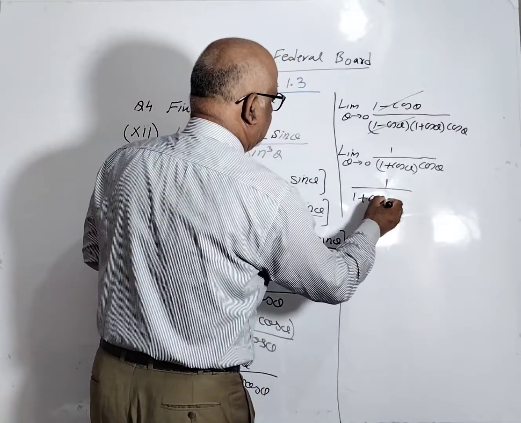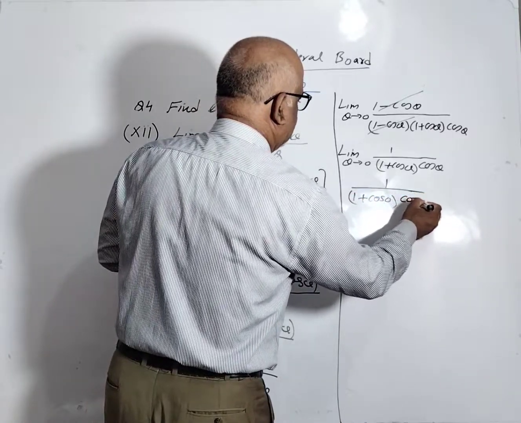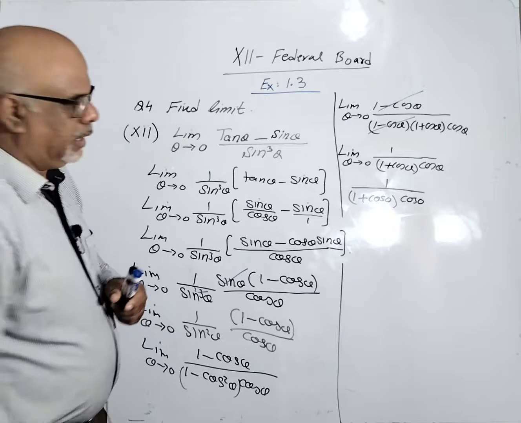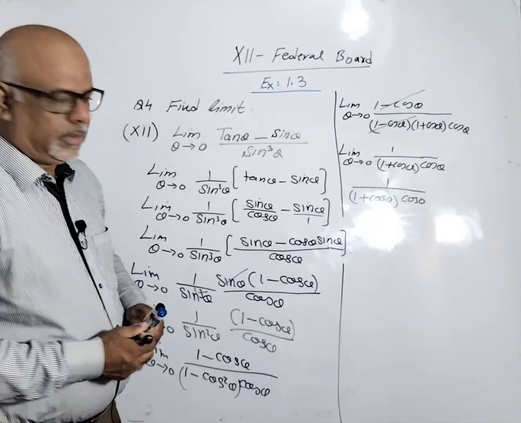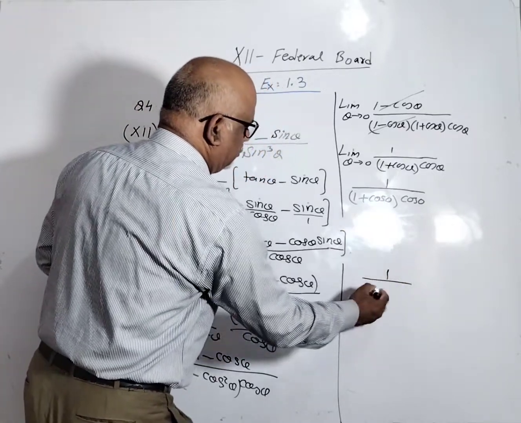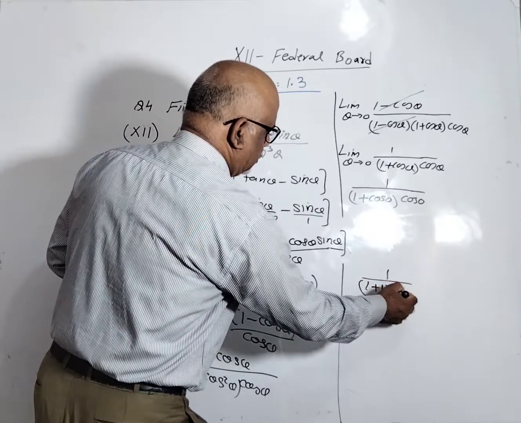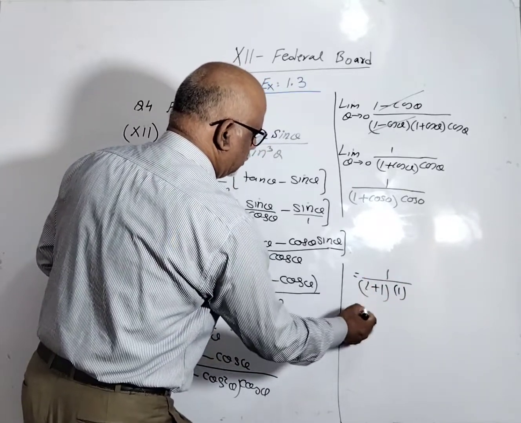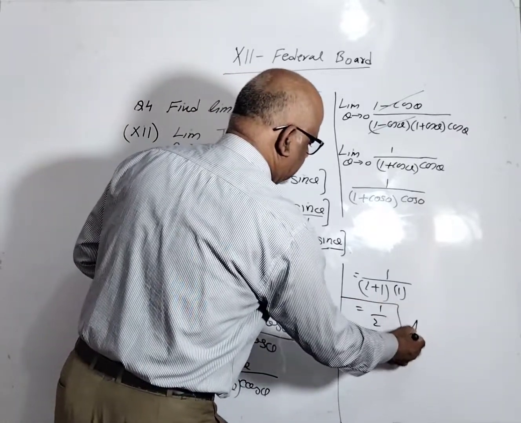Now we apply the limit theta tends to 0. Here cos 0 means 1, so it equals 1 over 1 plus 1 into 1, and cos 0 is 1. So this is the answer of this question.